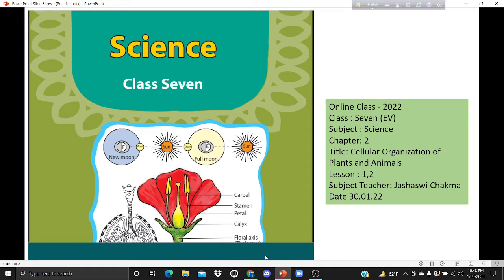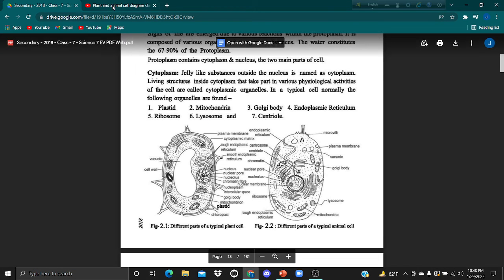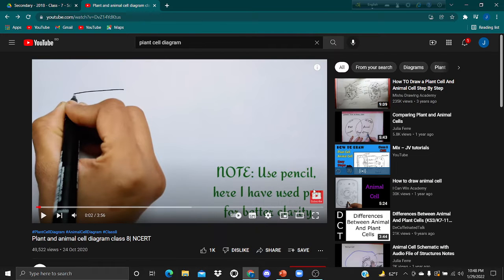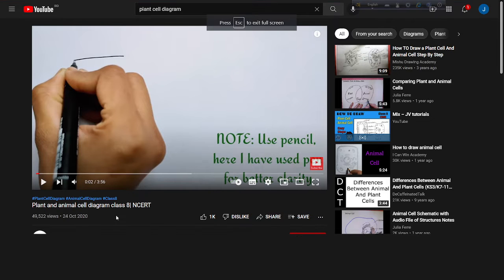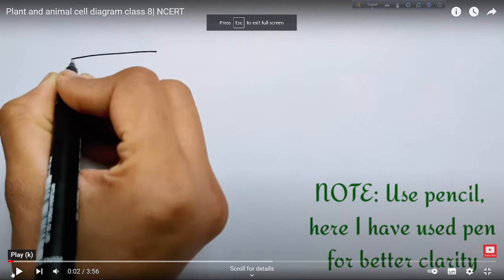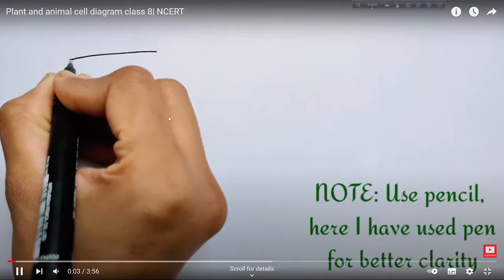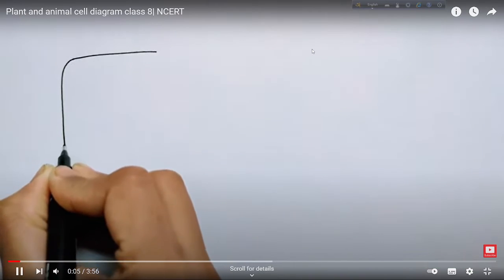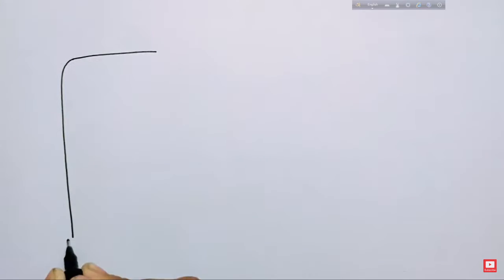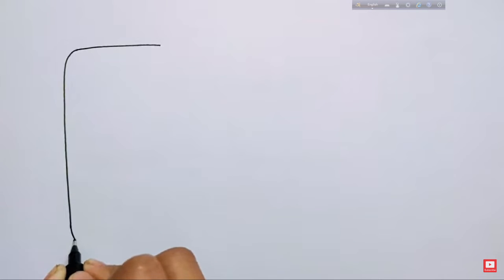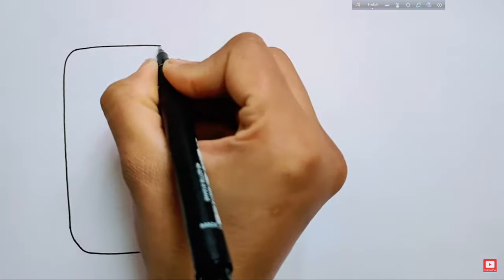Okay, today we will see how to draw and label drawings of a plant and animal cell. We can see a video about that, how we can draw the plant cell first and then an animal cell. Okay. The body of all organisms is composed of one or more cells.